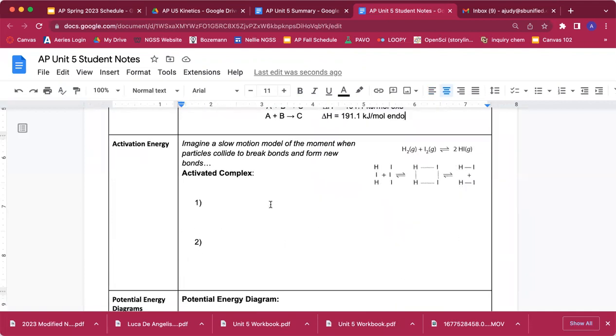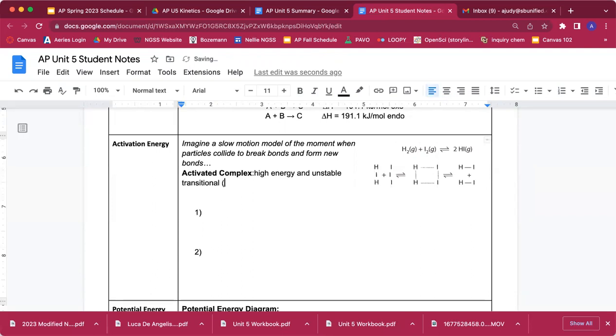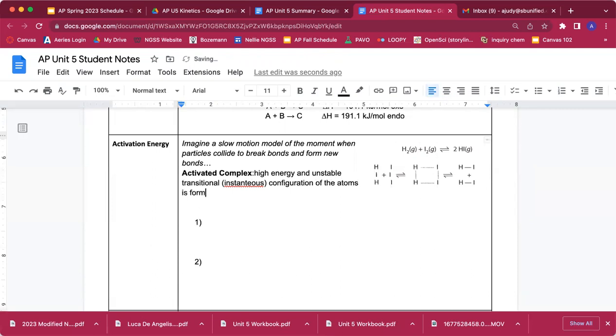Imagine a slow motion model of the moment when particles collide to break and form new bonds. So at this high energy point, what we say is that an activated complex is formed. And an activated complex is, give me a second. Man, working with no Wi-Fi and no lights is very interesting. What we say is that a high energy and unstable transitional or temporary, an instantaneous temporary configuration or compound of the atoms is formed at collision.